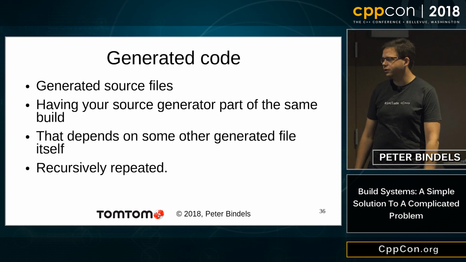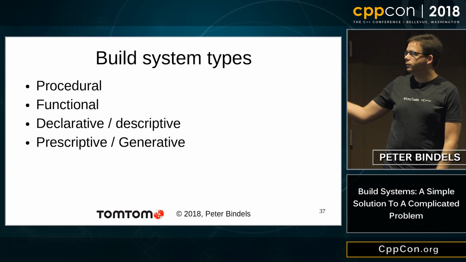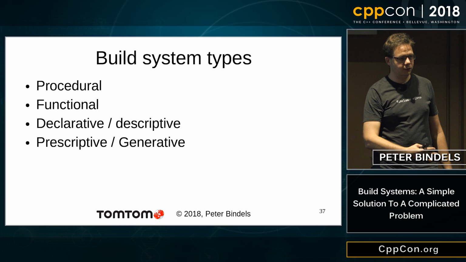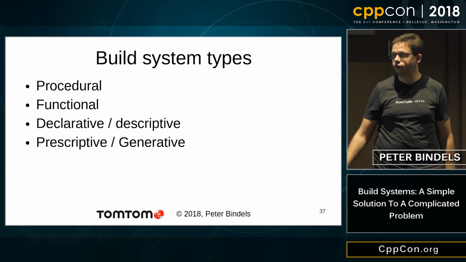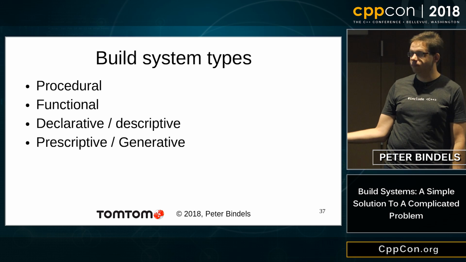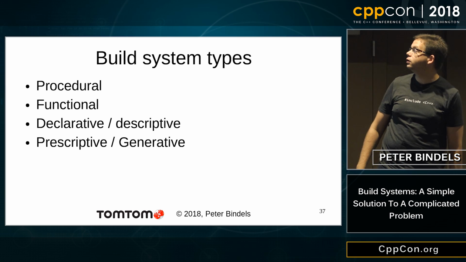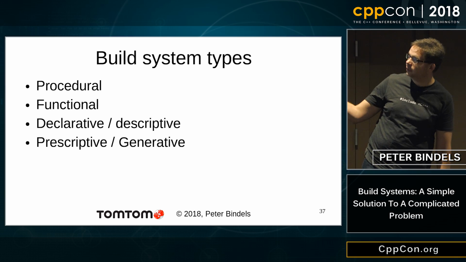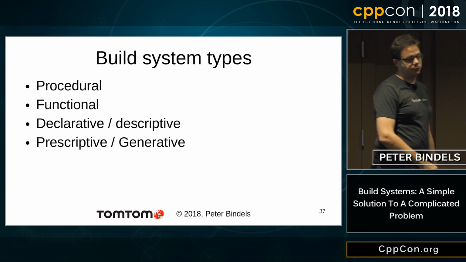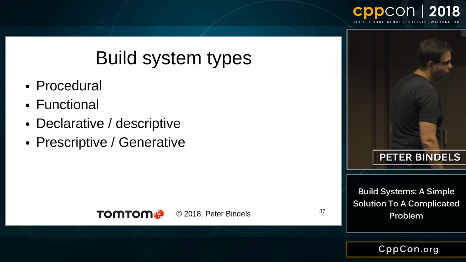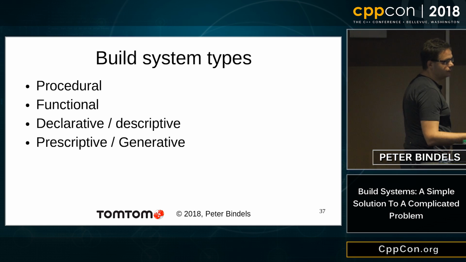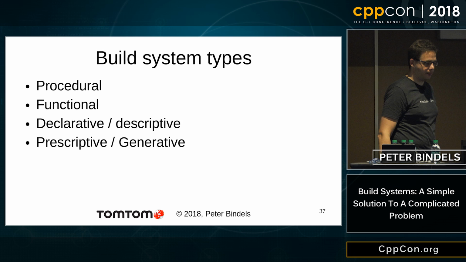So let's look at build systems in a different way. We can put them in 4 categories. We have the procedural ones, the simple ones, the shell script. We have the functional ones, which is make, and a different one I'll talk about in a second. There's declarative ones, and there's prescriptive ones. And I prefer the term generative because it's basically what you get if you prescribe something.